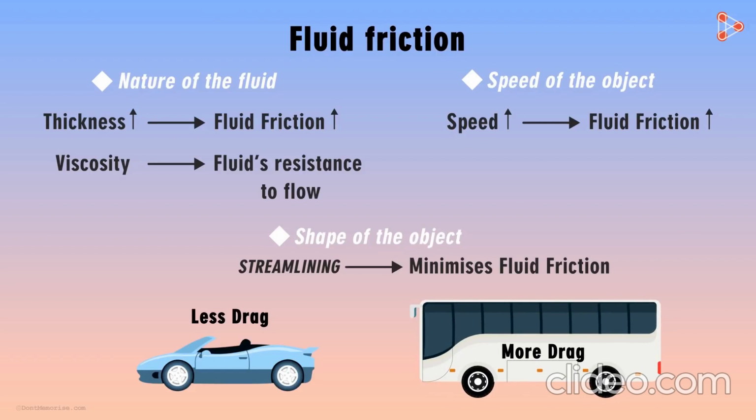So these were the different factors on which fluid friction depends: the nature of the fluid, the speed of the object moving through the fluid, and the shape of the object.